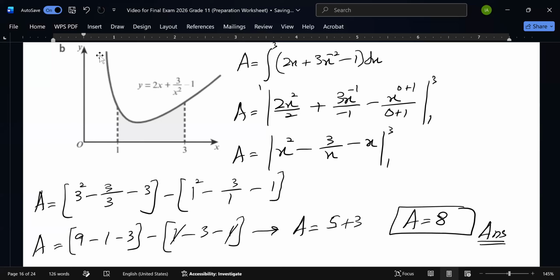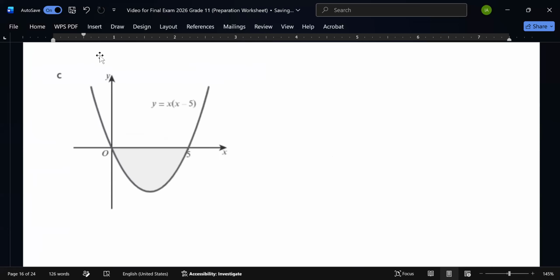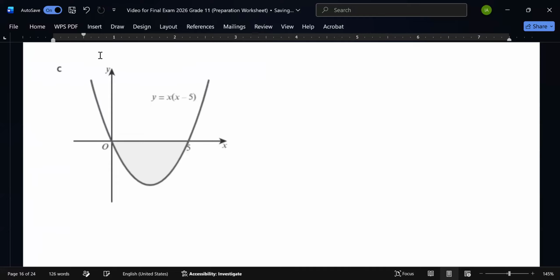Okay, let's try the next question. Now, in this question, there is a slight problem: the area should be under the curve, but right now it is above the curve. So what we do, we reflect this curve in this way, and we will get the area of the shape. But the question is, how can I reflect?